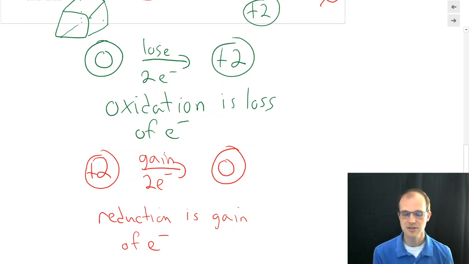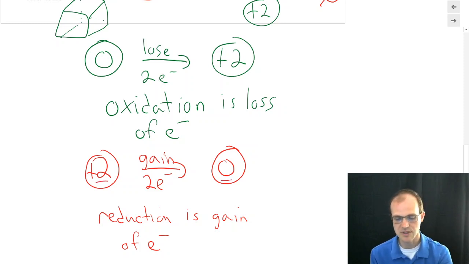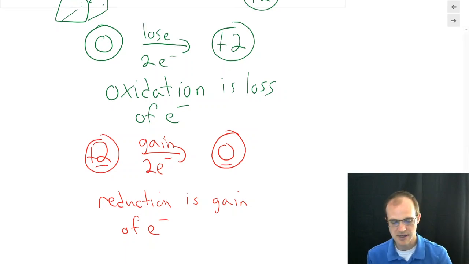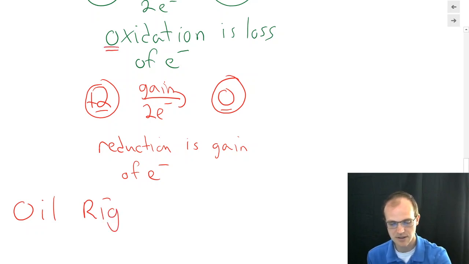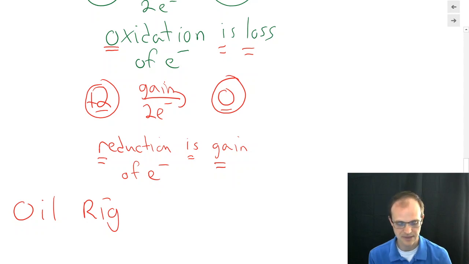Why do we call it reduction? Because we're actually reducing its charge. We're reducing the charge down from +2 to 0. And that's why we call it reduction. It's a little weird because when you add electrons, you call it reduction, but that's what we do. A mnemonic that people use for this is OIL RIG. OIL RIG. Oxidation is loss of electrons. RIG, reduction, is gain of electrons. Okay. So that is oxidation reduction reactions.